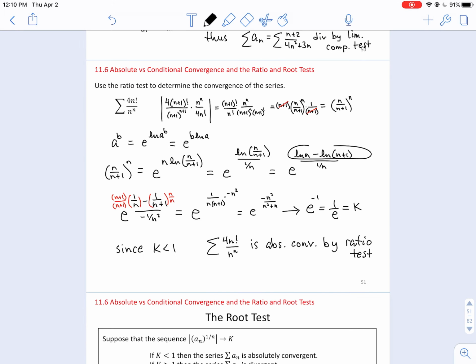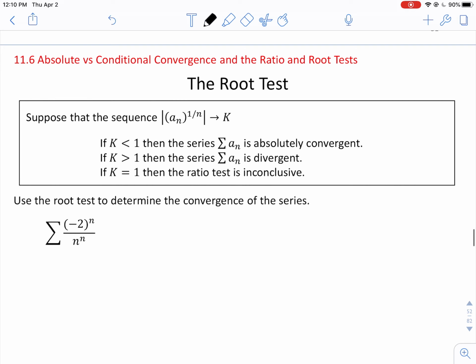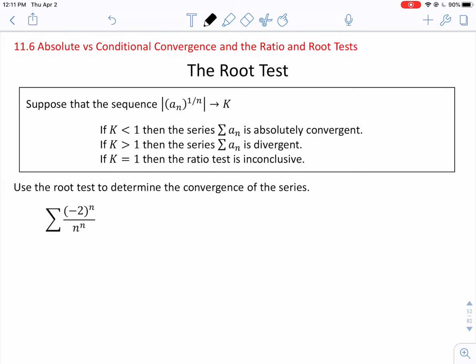All right, so that was a little bit more of a complicated example. This kind of thing will typically happen when you have an n to the n involved. Okay, now the root test. This will conclude our tests.